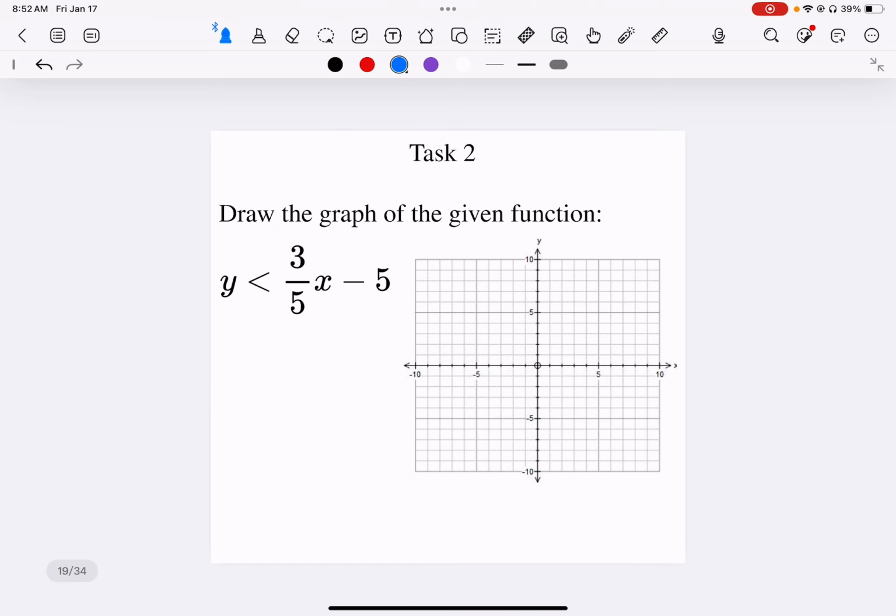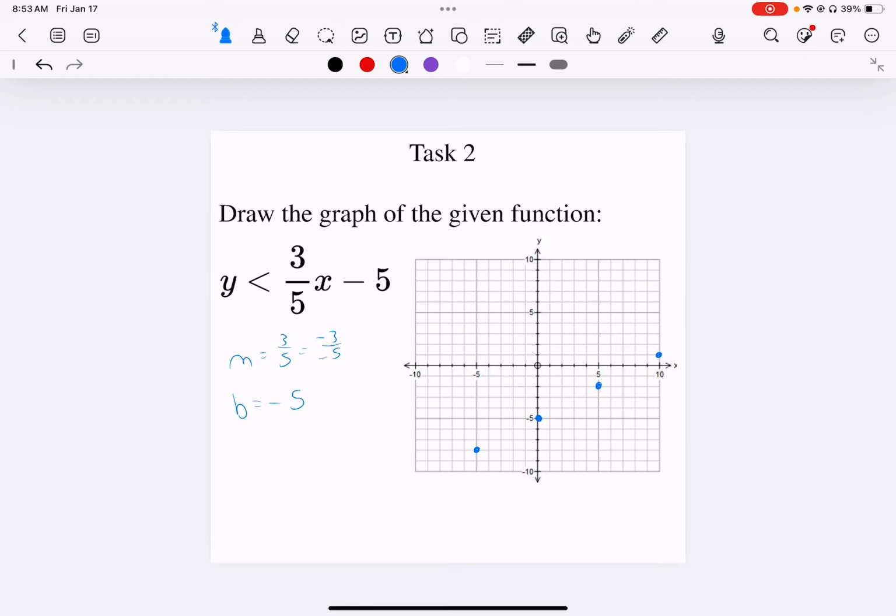y is less than 3/5 x minus 5. So my slope here is 3/5, or negative 3 over negative 5. My y-intercept is negative 5. So I'm going to begin my graph at negative 5 on the y-axis. I'm going to go up 3, over 5, up 3, over 5. I'm going to go the opposite way as well, down 3, over 5. Those are all the points I can fit.